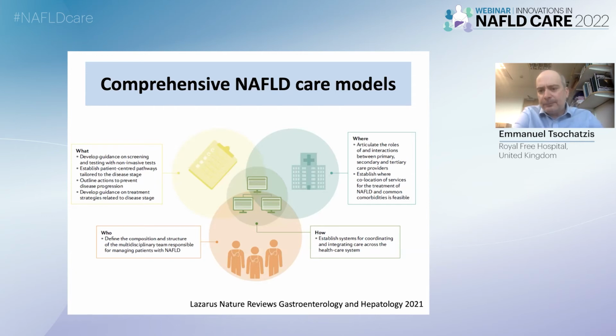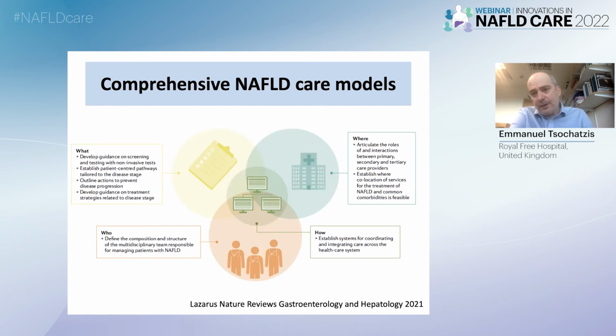Regarding where, this would be to articulate the roles of and interactions between primary, secondary, and tertiary care providers, and establish where the co-location of services for the treatment of NAFLD and common comorbidities is feasible. Regarding the who, to define the composition and structure of the multidisciplinary team responsible for managing patients with NAFLD. And regarding how, to establish systems for coordinating and integrating care across the healthcare system.